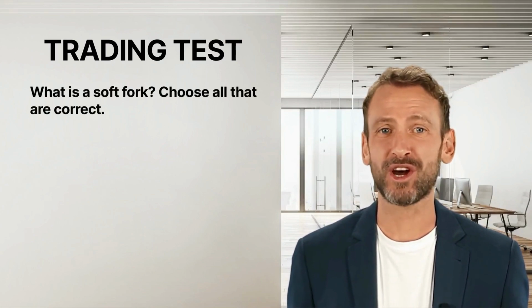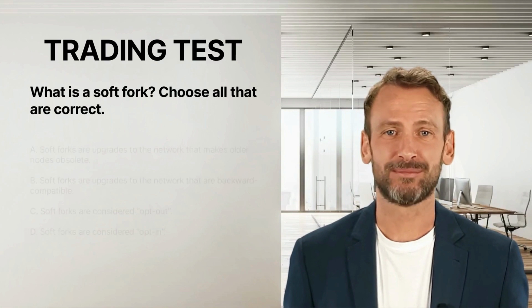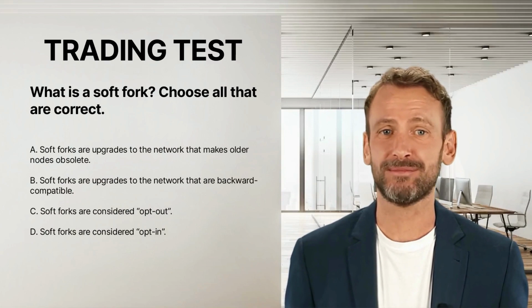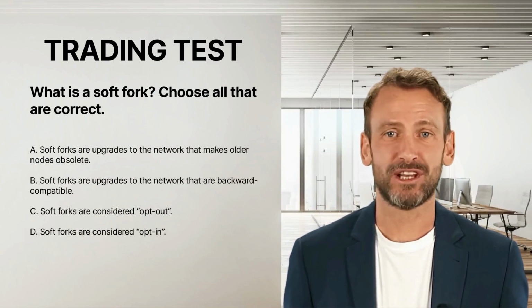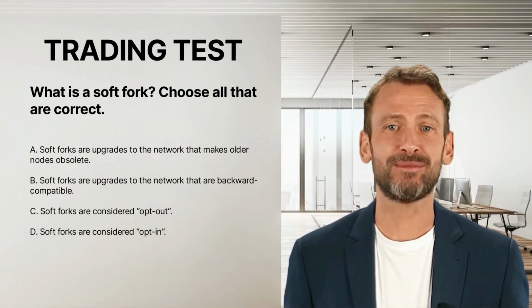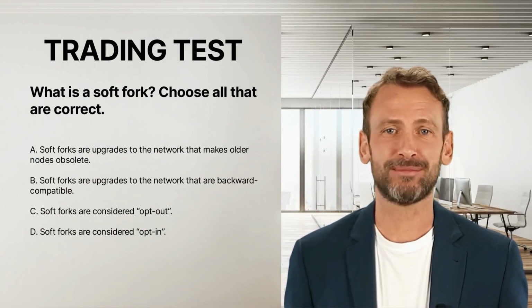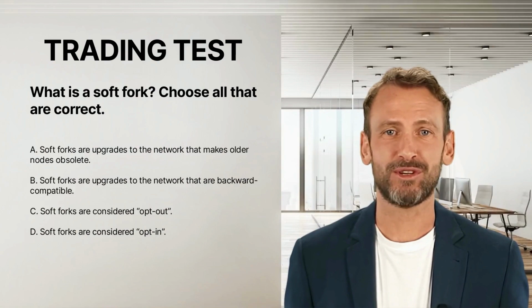Now, let's look at what you have learned in this class. Answer this question in the comments, and if it's correct, we'll let you know the lie. What is a soft fork? Choose all that are correct. A. Soft forks are upgrades to the network that make older nodes obsolete. B. Soft forks are upgrades to the network that are backward compatible. C. Soft forks are considered opt-out. D. Soft forks are considered opt-in.